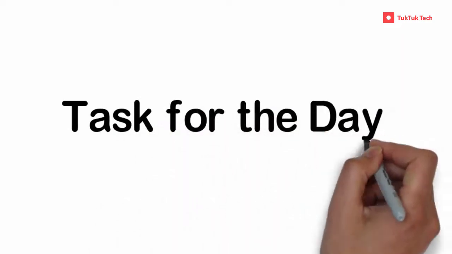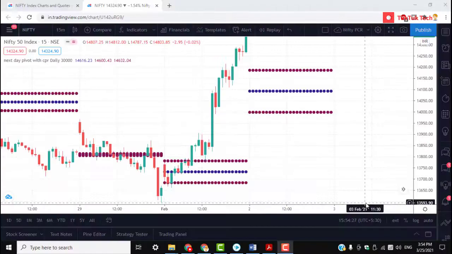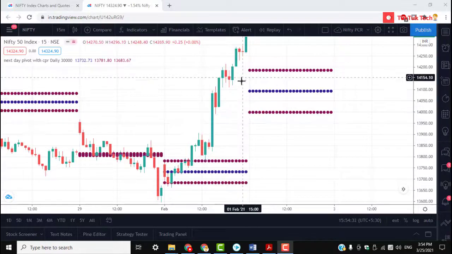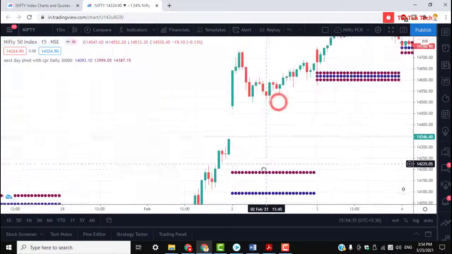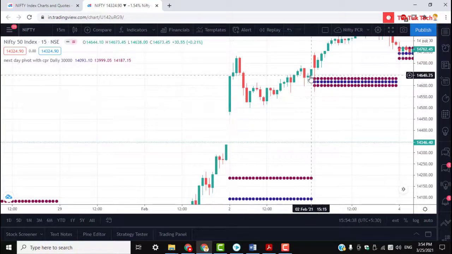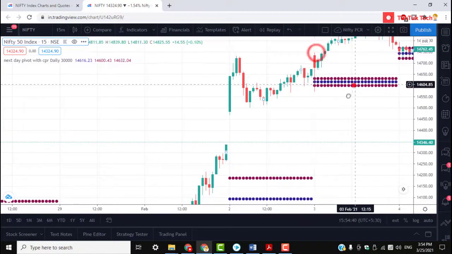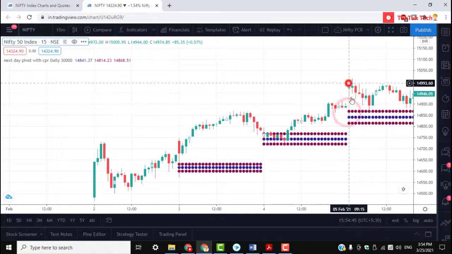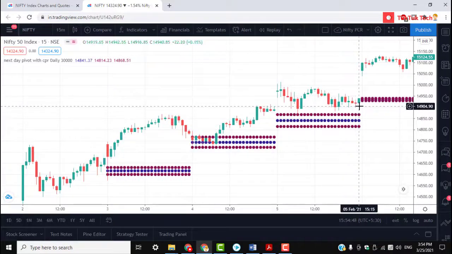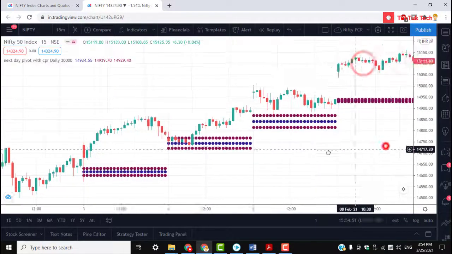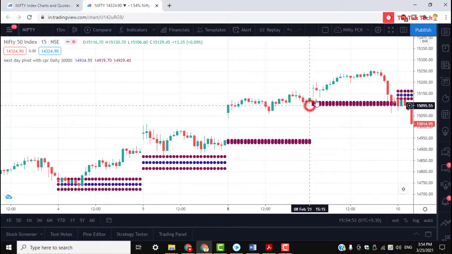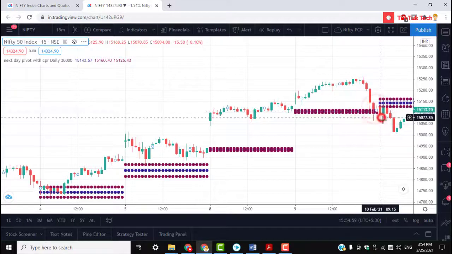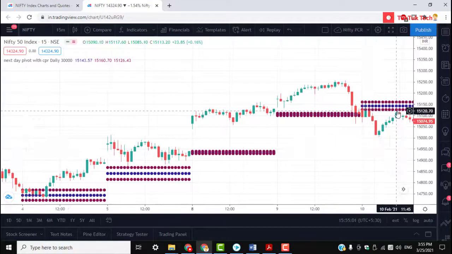Task for the day. Open any of your favorite stock charts and backtest to see how pivot act as a support in an uptrend and as a resistance in a downtrend. It is very important that the next day opening print should either accept or reject directional bias.